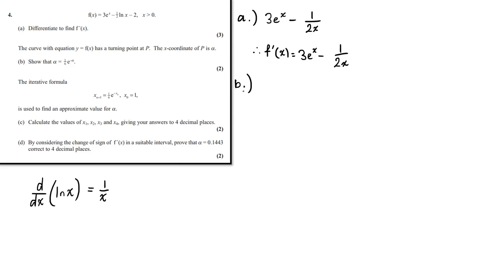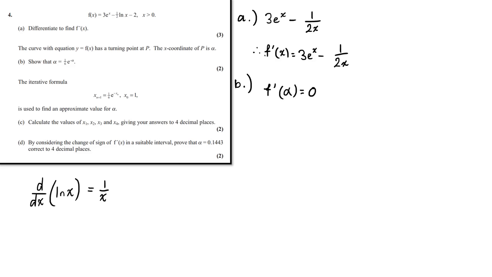Part B here, so we're told the curve with equation y equals f of x has a turning point at P. We know the x coordinate of P is alpha, and we want to show that alpha is equal to 1 over 6 e to the minus alpha. So how would we do this here? Well, the first thing to note is that if we're talking about a turning point, that means f prime. Normally this would be f prime of x, but we know the x coordinate of P is alpha, so we're going to say f prime of alpha is equal to 0.